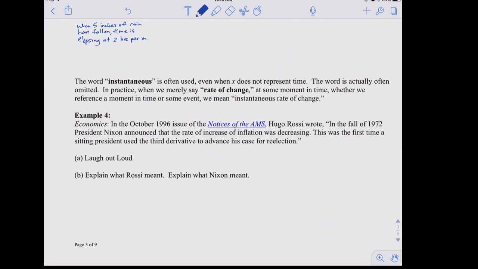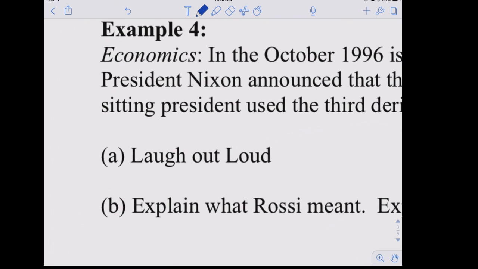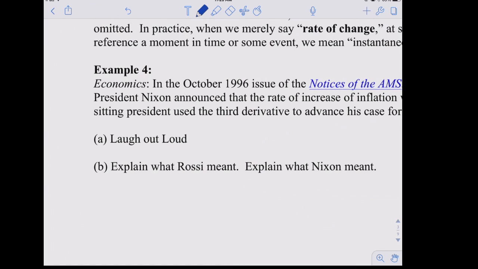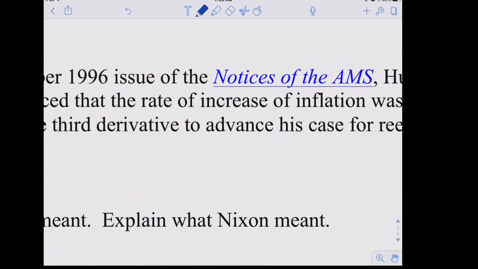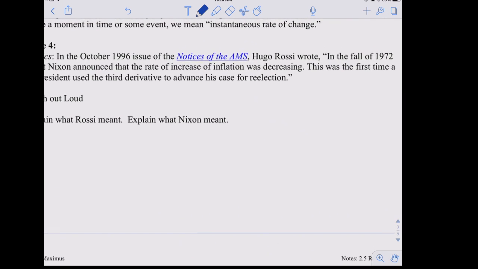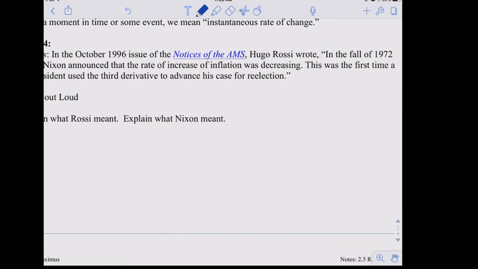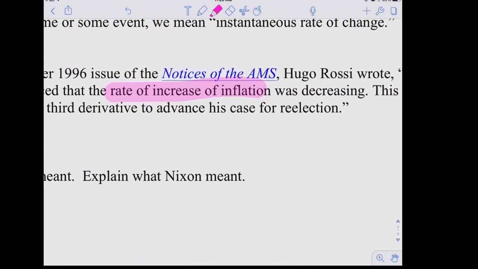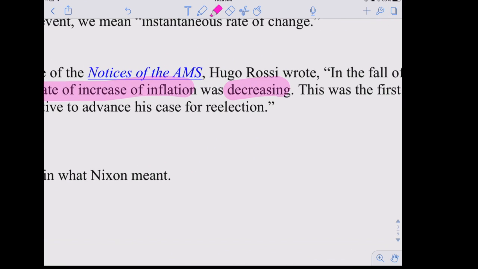All right, so here's something that I added, and this is kind of funny. Example 4, an economics example. We already talked about marginal profit, marginal cost. That's using the tangent line slope at a point to predict 1 unit out in the future. In the October 1996 issue of Notices of the American Mathematical Society, Hugo Rossi wrote this: in the fall of 1972, President Nixon himself announced that the rate of increase of inflation was decreasing.